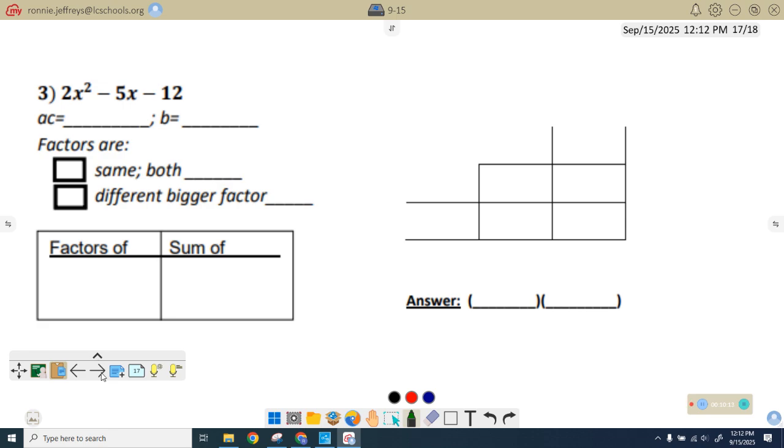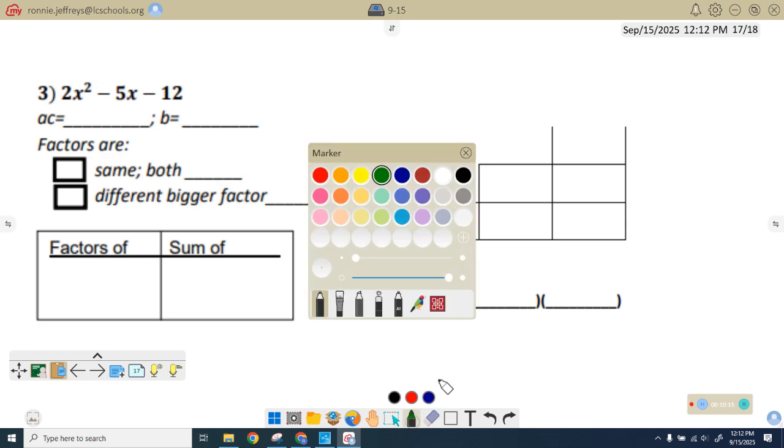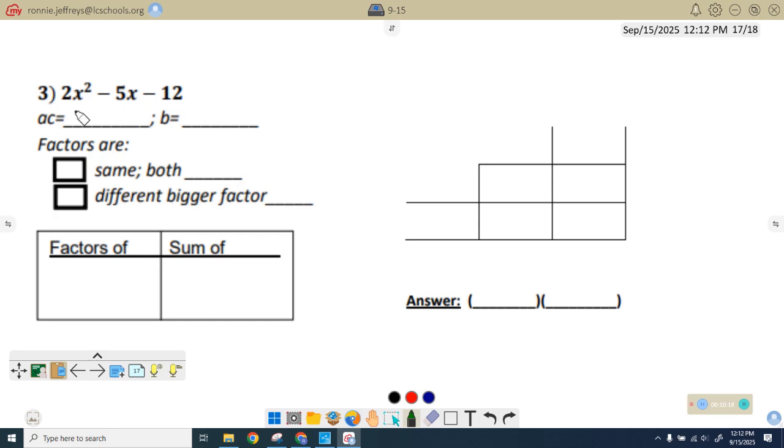All right, let's look at number 3. Number 3. All right, so we are going to have 2 times negative 12, negative 24. So, and our B is negative 5.